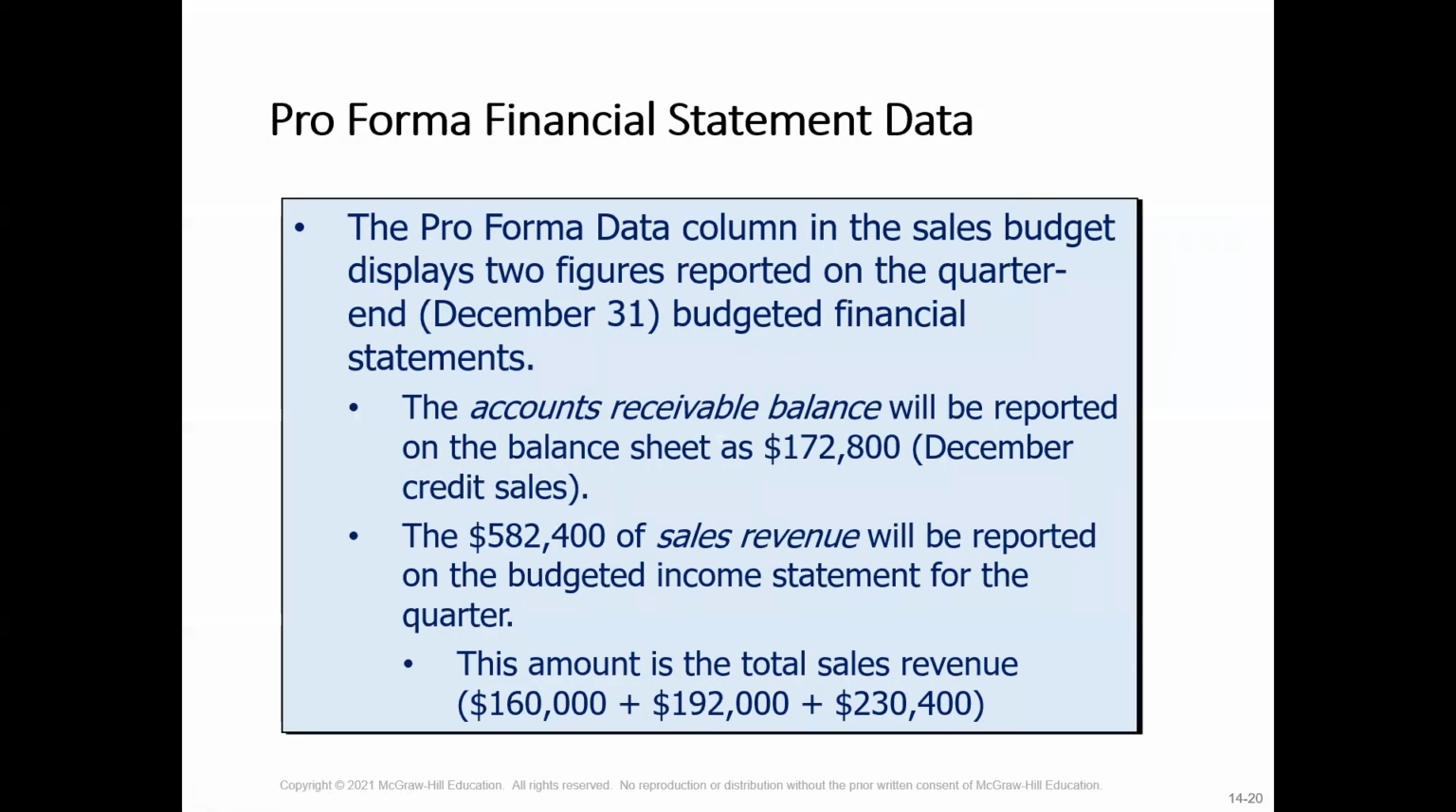So our pro forma financial statement data, again, I mentioned this before, the pro forma data column. This is gathering numbers for the budgeted financial statements, which we will compile basically at the end of the whole procedure. Once we have all of the elements in place, we will compile the budgeted financial statements or the pro forma financial statements. Perfect place for a cell reference.